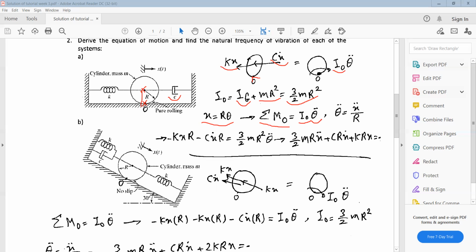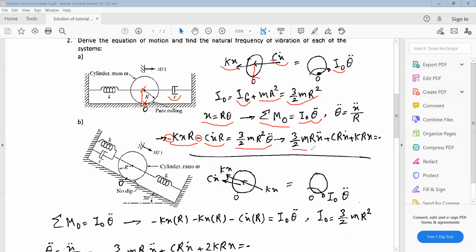So when you write the moment equation, the force kx times its arm, which is r, this distance, and the force cx dot times its arm, which again is r. So we will have minus kxr minus cx dot r, and this minus is due to the negative direction of the moment created by these forces, and it must be equal to 3/2 times mr squared theta double dot, and we can extract the equation of motion.